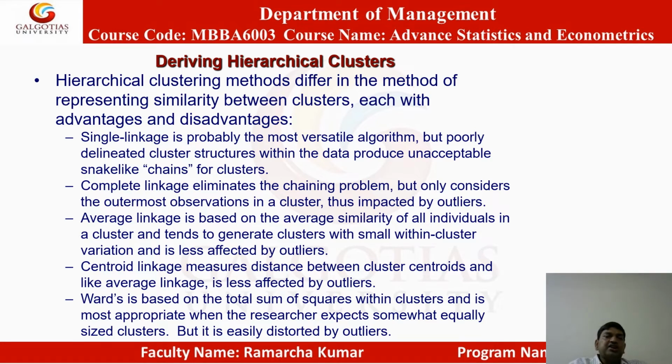Centroid linkage measures the distance between cluster centroids and, like average linkage, is less affected by outliers. Ward's method is based on the total sum of squares within clusters and is the most appropriate when the researcher expects somewhat equally sized clusters, but it is easily distorted by outliers.